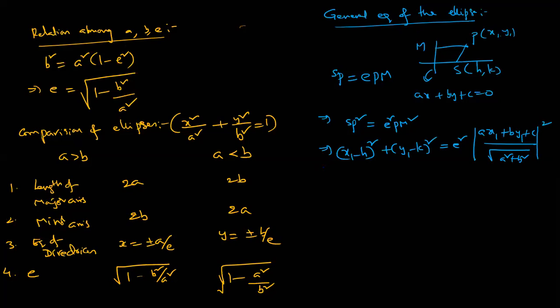Now, if you expand, we can get, suppose, now what is the general form? So in general, the screen is visible for all.